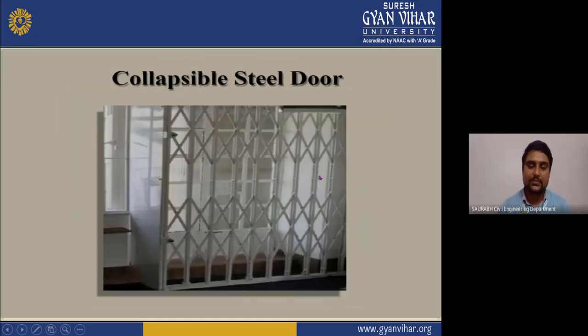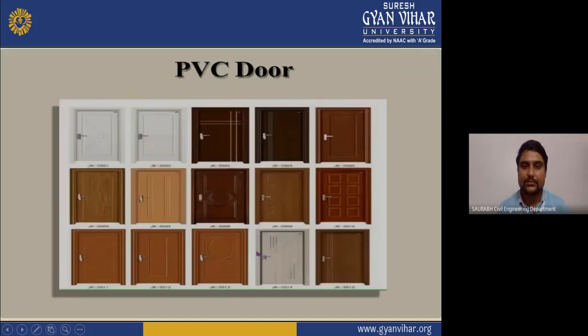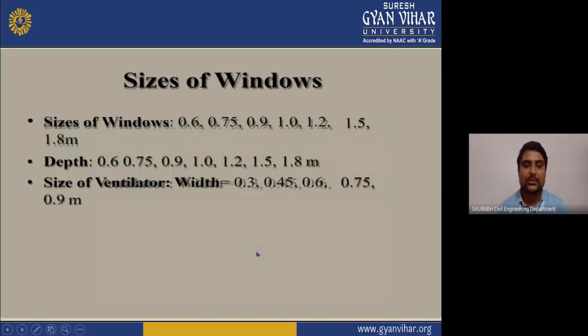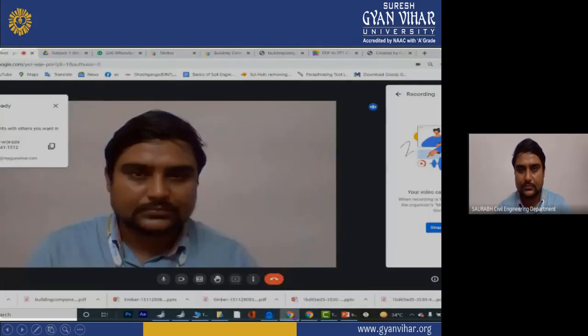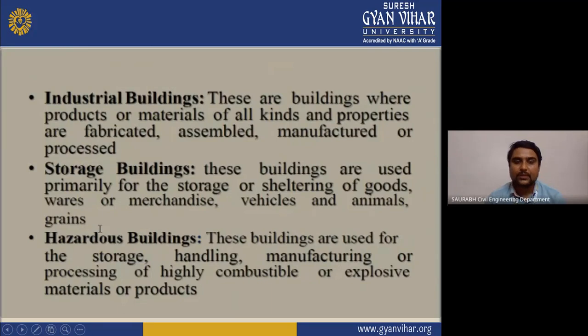Collapsible steel doors, as we all know, in India we call it shutter. So it is provided just for security purpose, and this is a rolling shutter door, and this is also provided for security purpose. Now come to the size of windows. There are different sizes of windows which are used in building construction.